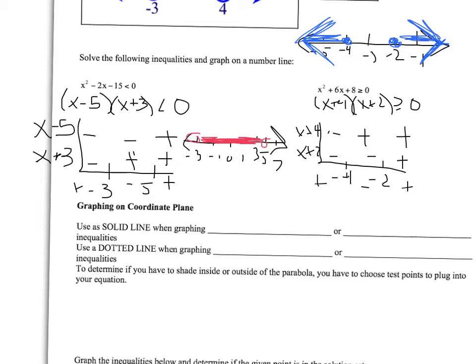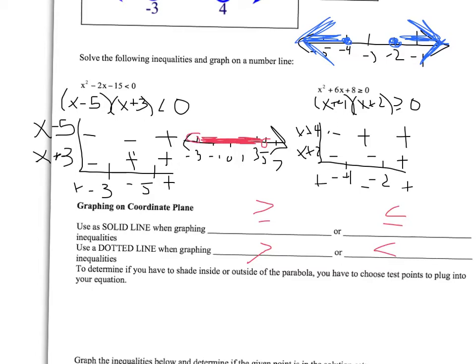Alright, we can also graph on a coordinate plane, your xy axes. In order to graph on an xy axis, there are a couple things we have to remember. First, we use a solid line when we graph anything with a greater than or equal to symbol or less than or equal to symbol. We use a dotted line when we graph a greater than or a less than. Afterwards, we have to determine if we shade inside or outside of the parabola, and this is where we will use test points.